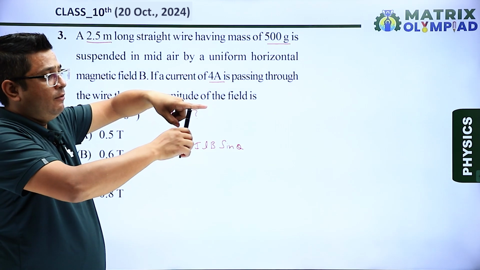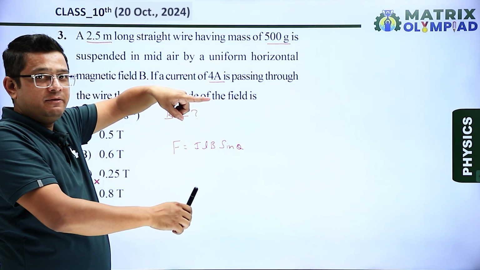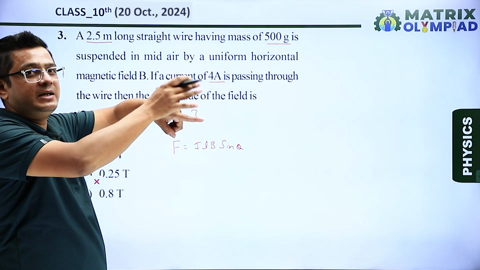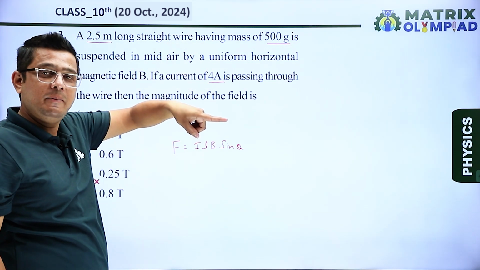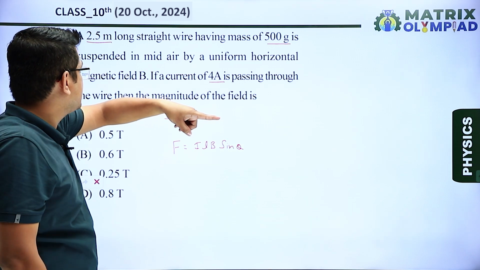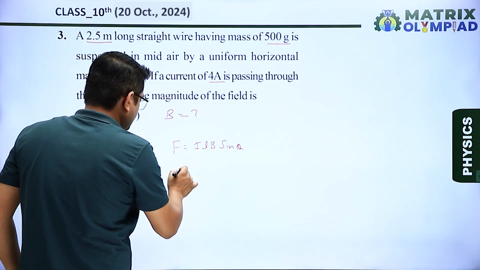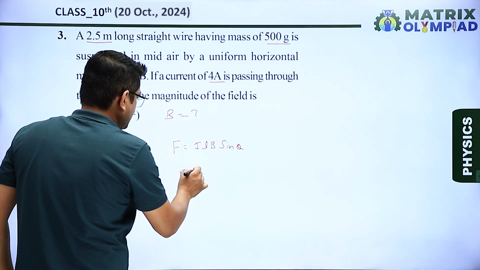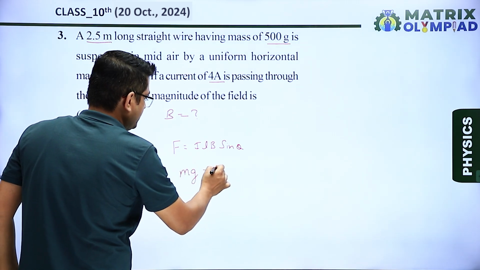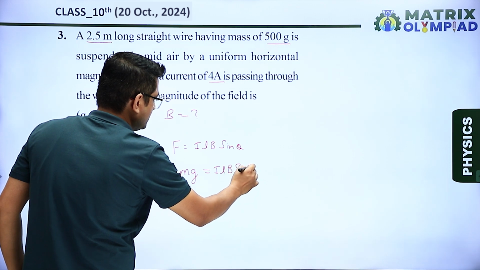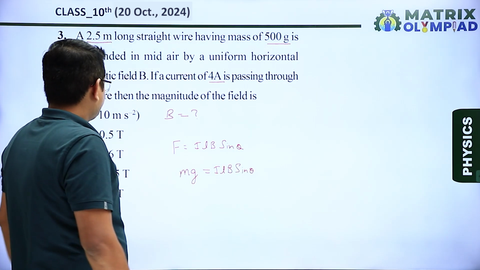So if a weight force is acting downward, definitely magnetic force will be acting in upward direction, and weight force and magnetic force both will be equal in magnitude. That's why the conductor is hanging in mid-air. Okay, so that means the magnetic force and weight force, that is mg, will be equal to each other in opposite direction.